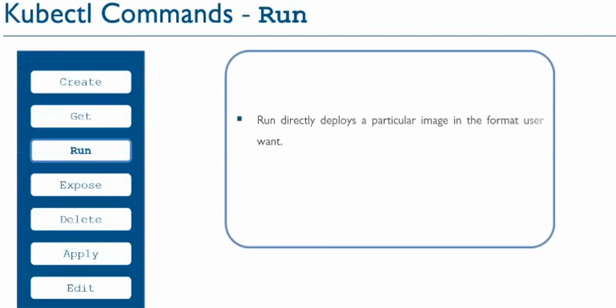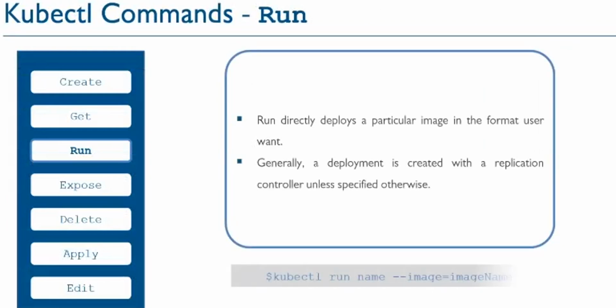The run command is mainly used to run any resource in the cluster. Like we use the docker run command to run a container, similarly the kubectl run command runs a pod in the cluster. The kubectl run command is used to directly deploy a pod in the Kubernetes cluster. That is what we use, the run command.